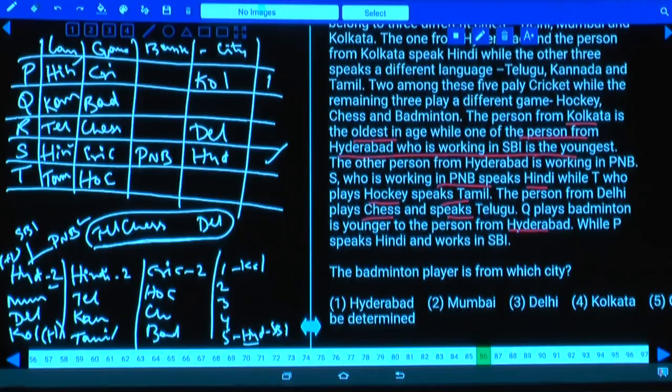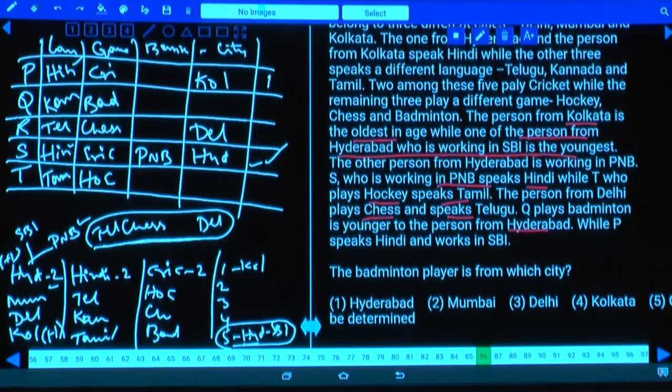The other person is the person who is working in Hyderabad SBI. Now this person is already working in Hyderabad, isn't it? And who is the person? Hyderabad and SBI. And Hyderabad, how many persons? There are two persons. One is SBI and another one is PNB.